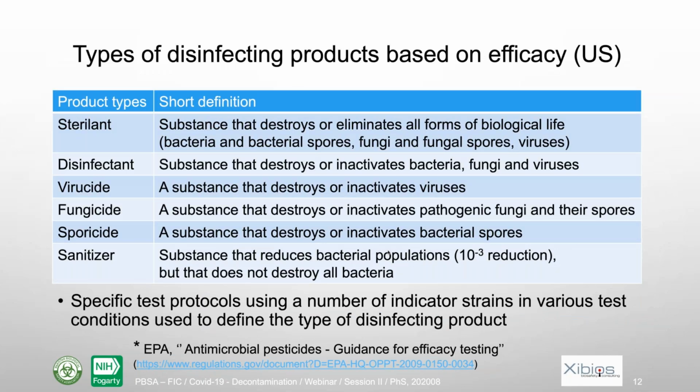Very quickly, just to point out that there are two different systems in the kind of certificates and names of disinfectants. In the US and in Europe, we work differently, and in Pakistan, you might have the two products. In the US, the products are classified according to their efficacy, and so the most efficacious are sterilants. There are very strong disinfectants, and then you have different lower categories.